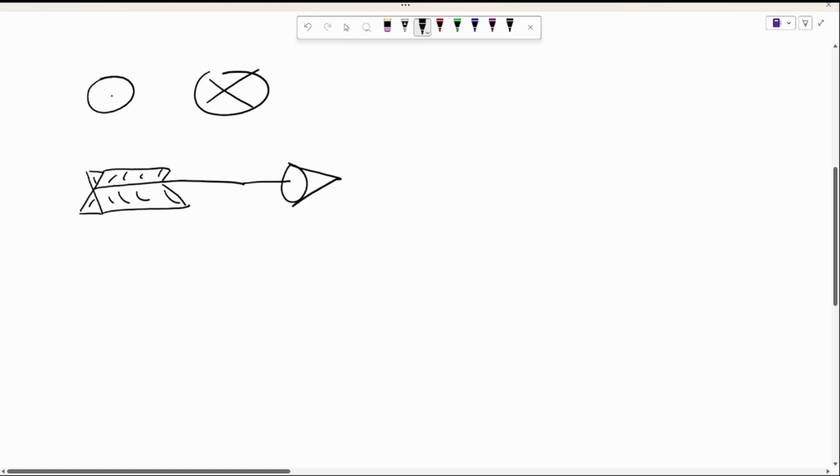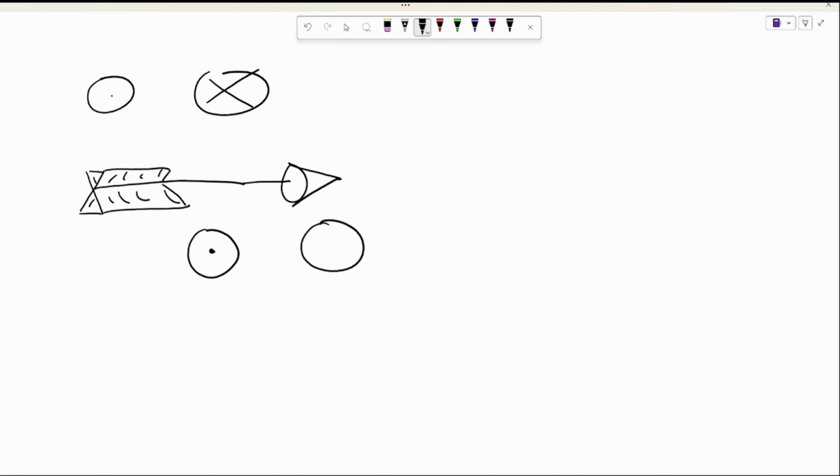So if you are looking at the arrow head on, like it's about to hit you in the face, you will see the point of the cone, which looks like that. If the arrow is flying away from you, so you see its tail, then you see the feathers at the end, which will look like that. So the X is a vector pointing into the page, and the dot is one pointing out.